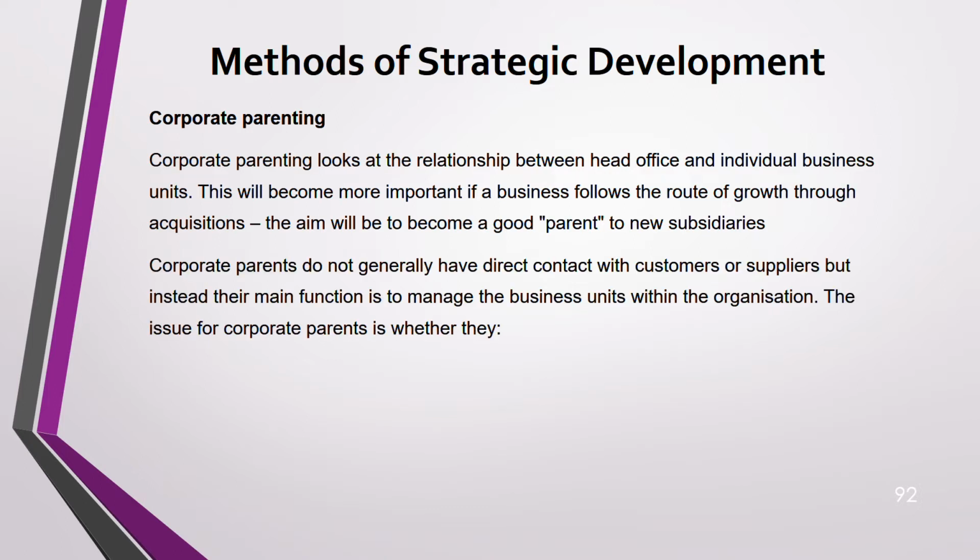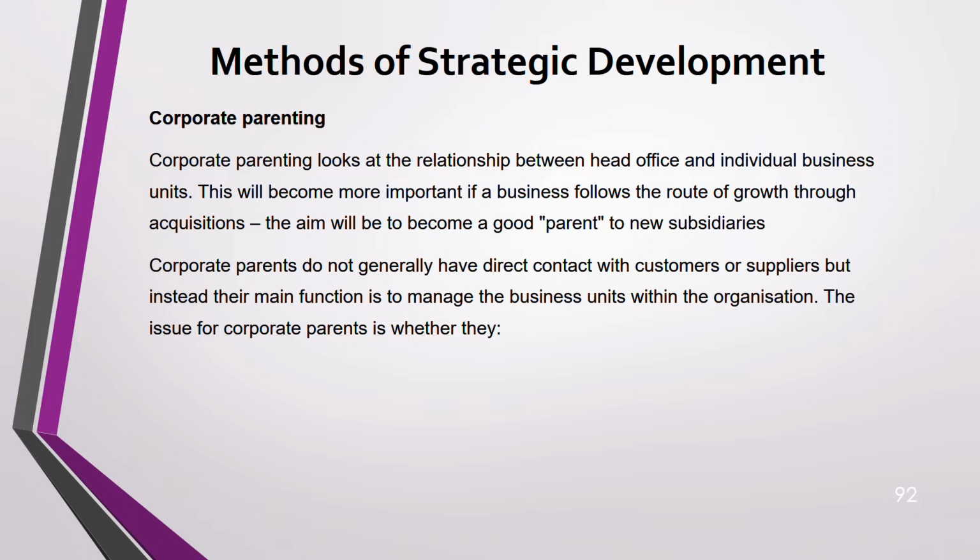Okay. So corporate parents do not have direct contact with the customer or the supplier. But their main function is what? To manage the business unit. For example, the subsidiaries will be dealing with the customers or the suppliers directly. But the corporate parent, what do they do? They manage the business unit.